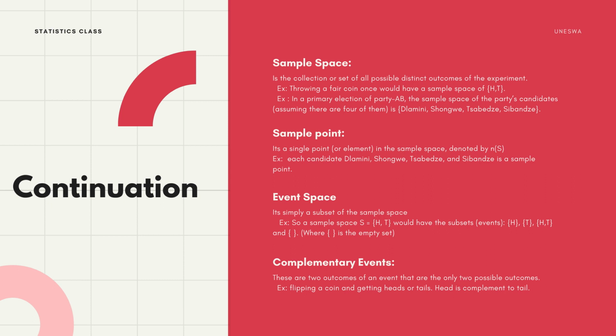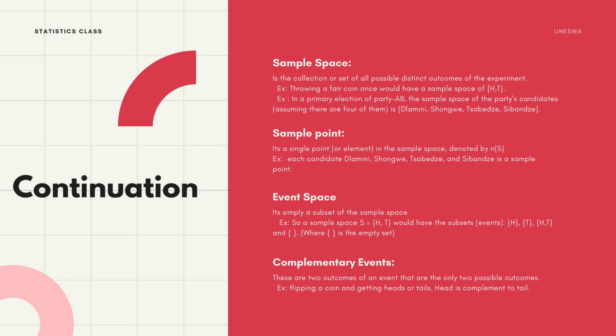Then another example, the one that you can definitely see there, is a political one. These are contestants or candidates that want to be elected in some party. And we have just 4 people: Mr. Dlamini, Mr. Shongwe, Mr. Thabetse, and Mr. Spanze. So these 4 people are the only distinct outcomes of the experiment.